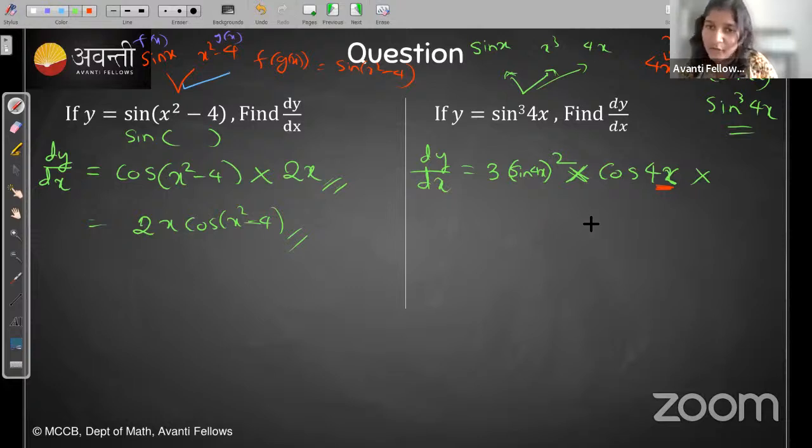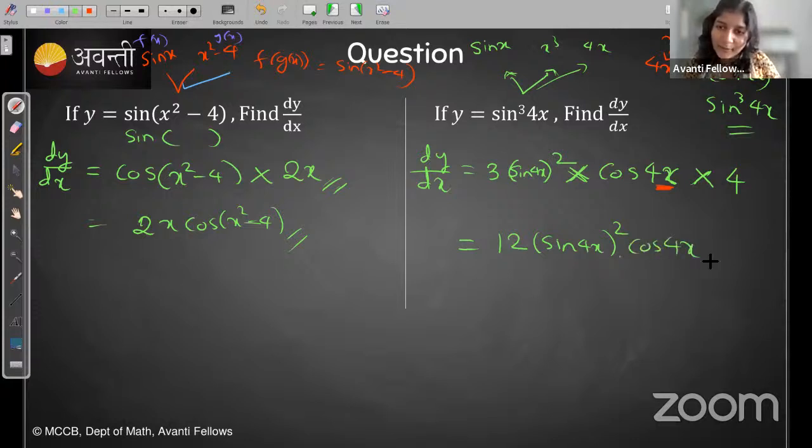Okay, very good. I'm getting answers on YouTube, so it's very good. So the differentiation of this 4x will be what? 4, right? Now observe here. We have 4 here, and 3, multiply it, it's going to be 12. I can write it as 12 sin 4x to the power 2 into cos 4x.